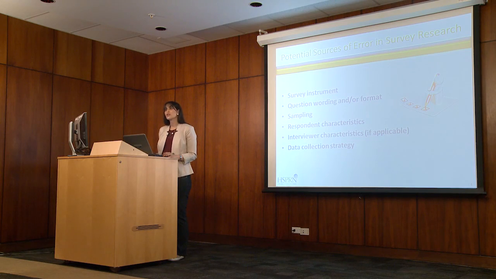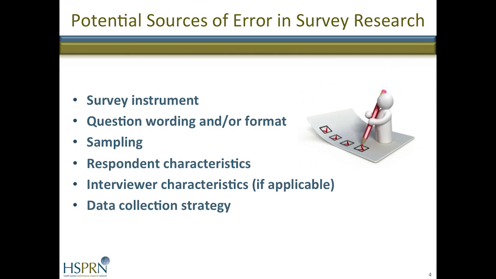There are 6 potential sources of bias in survey research. These include the survey instrument itself, the wording or format of the questions in the survey, how respondents are sampled, respondent characteristics, characteristics of the interviewers if applicable, and the data collection strategy. Additional information on each of these issues is provided in the handout. Most of these biases and errors can be avoided through a clear and thoughtful research design and through consistent data collection methods.